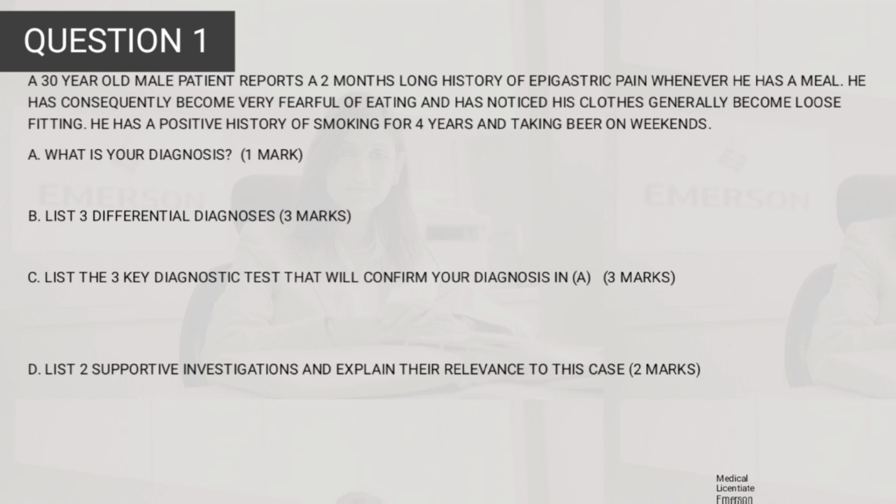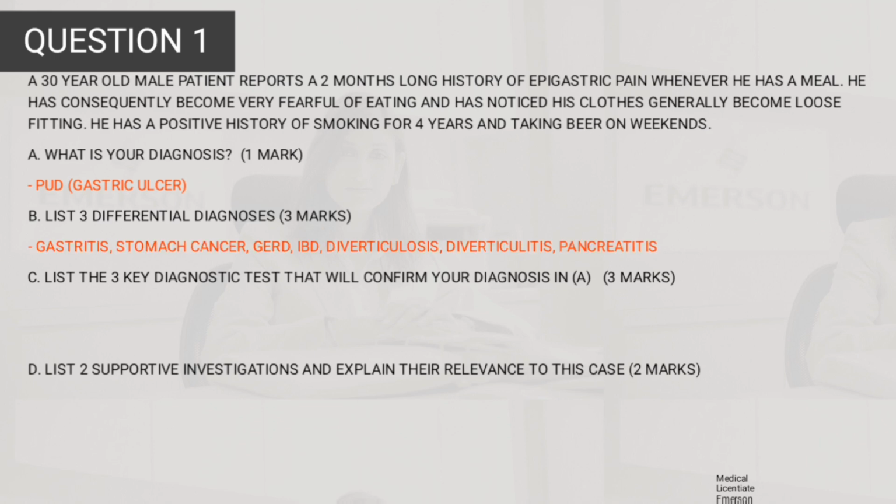Okay, so this is someone who has come in and has reported a 2-month long history of gastric pain whenever he has a meal. He has also consequently become very fearful of eating and has noticed his clothes becoming generally loose-fitting. He has a positive history of smoking for 4 years and taking beer on weekends. Then our diagnosis will be PUD, or specifically you can just put gastric ulcers.